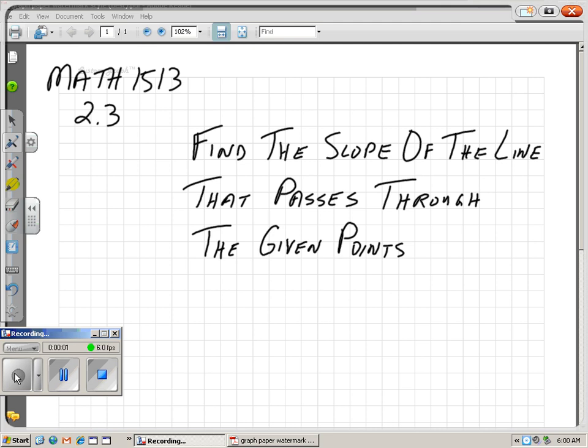Hi guys, this is College Algebra, Math 1513, Northern Oklahoma College. I'm on Chapter 2, Section 3. We're doing linear functions, and we're going to find the slope of a line that passes through 2 points that I'll give you.